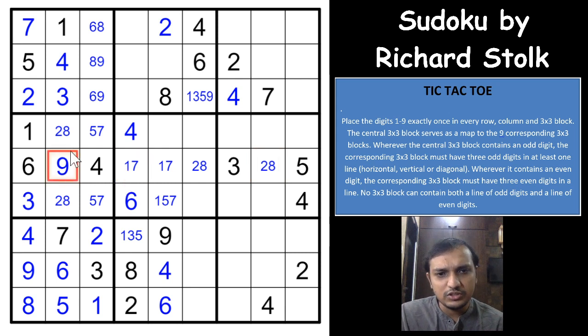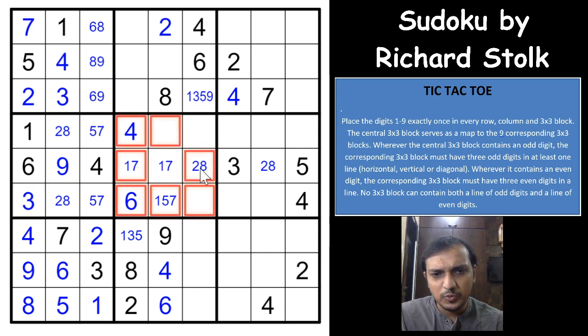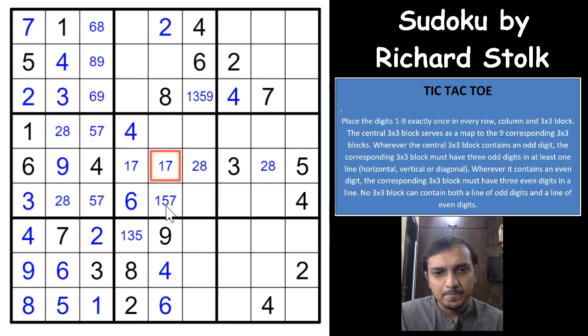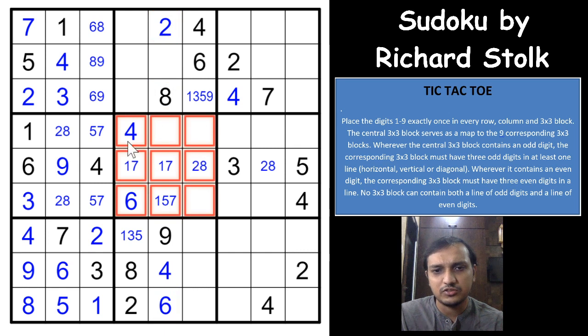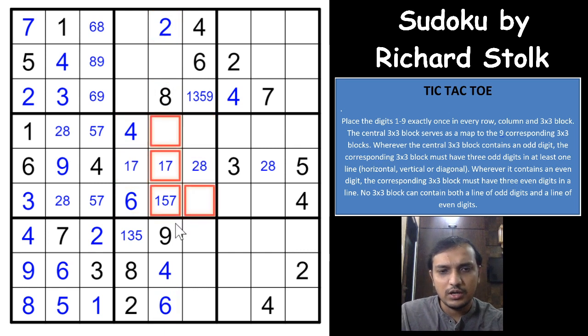So this is an odd digit. Odd is already done with the corresponding box. This is an odd digit. So with this corresponding odd will be done, because you have 2, 8, 4 and 6. So 3 odd digits will already be done. So you don't have to take care of this box now.